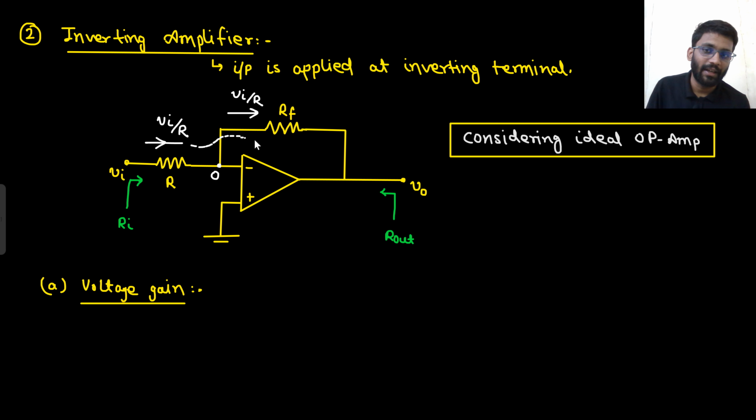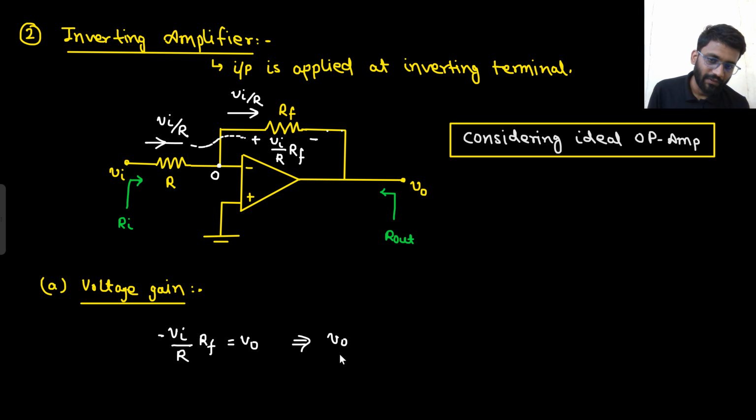If in this direction Vin by R current is flowing, then what is the voltage drop? Voltage drop is Vin by R into RF. What will be your V naught? 0 minus V naught. This node potential is 0. 0 minus this potential is equal to V naught. Are you getting this point? What is this potential? Vin by R into RF. So minus Vin by R into RF is equal to V naught. So V naught by Vin is minus RF by R. That's it.